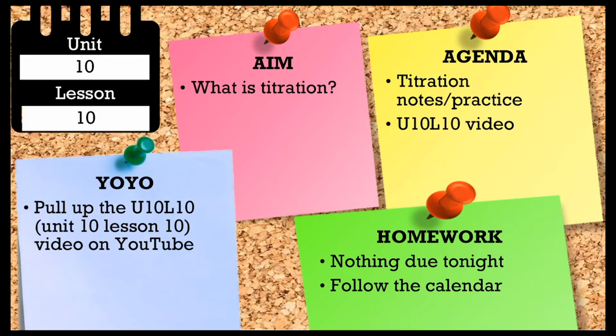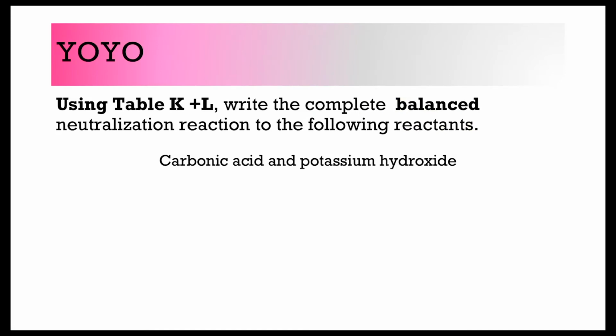Let's jump into a quick review from last lesson where we talked about neutralization reactions. This one even tells you to use table K and L to help write the reactions. K has your acids, L has your bases. Carbonic acid is H2CO3. Potassium hydroxide is KOH. Now write a balanced reaction using these two things.